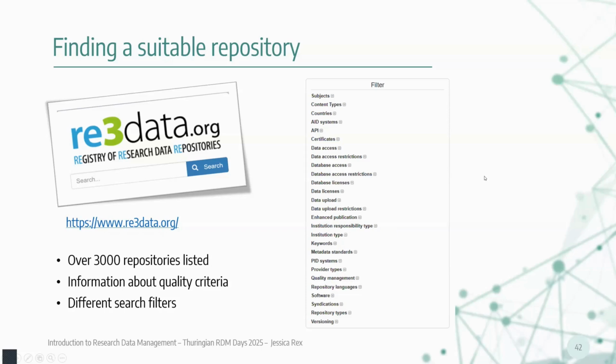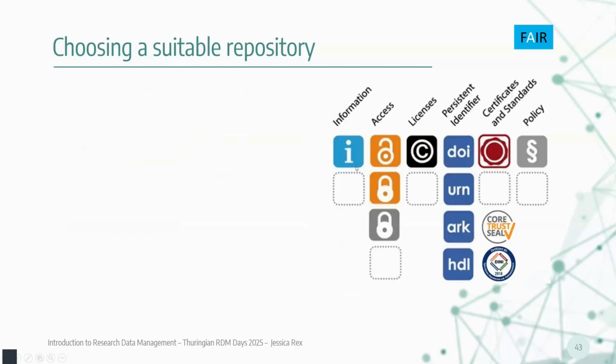Now, if you found a number of them and they all kind of look good, you might ask yourself, okay, then how do I choose a suitable one? Which are the criteria that I should go for? Basically, there's some questions that you just need to ask yourself. Do I want to publish open or closed access? Does the repository that I'm trying to choose provide these access options?